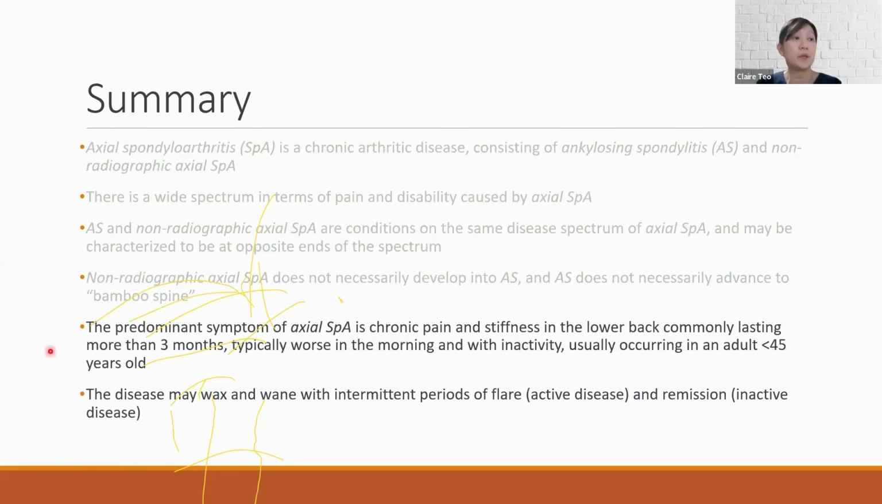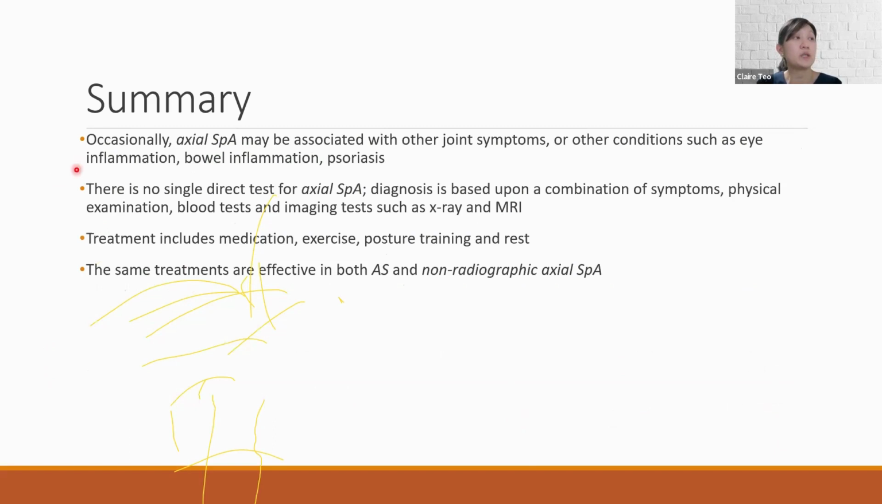The predominant symptom of axial SpA is chronic pain and stiffness in the lower back, commonly lasting more than 3 months, typically worse in the morning and with inactivity, usually occurring in an adult less than 45 years old. The disease may wax and wane with intermittent periods of flare in which the disease is active, and remission with inactive disease.